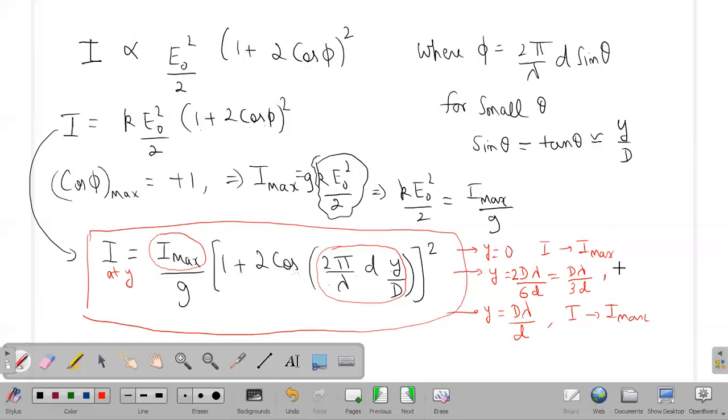That means you will get intensity I equal to 0 here. And also, if you take y equal to 2d lambda over 3d, then also you will get intensity equal to 0. So you get 0 intensity 2 times before the next maximum intensity. After having one maximum intensity, you will have 2 times where the intensity is 0, and then again the maximum intensity.